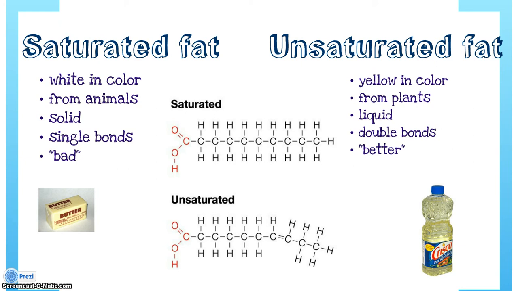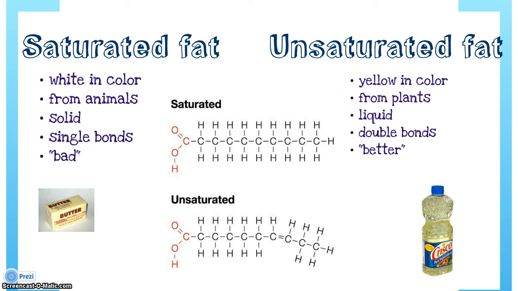And because, as you can see in the picture, all the C's and the H's, the carbons and the hydrogens, have all those single bonds, it makes it very rigid, which makes it more solid. So the best example would be like butter. And I say that they're bad in quotes because you should have some, but you definitely don't want a lot. You definitely don't want to have a lot in your diet.